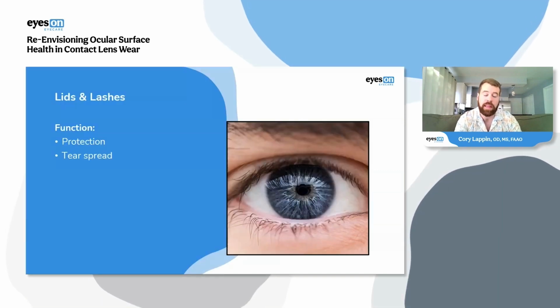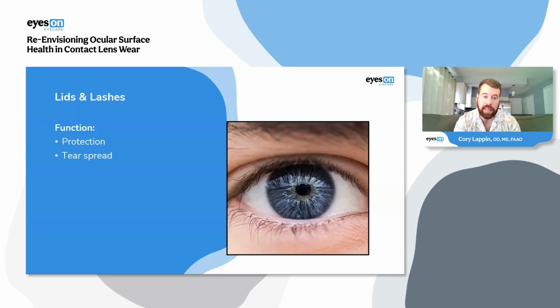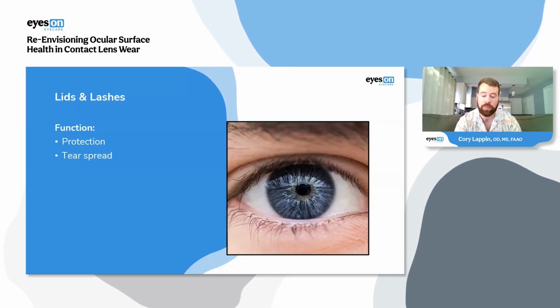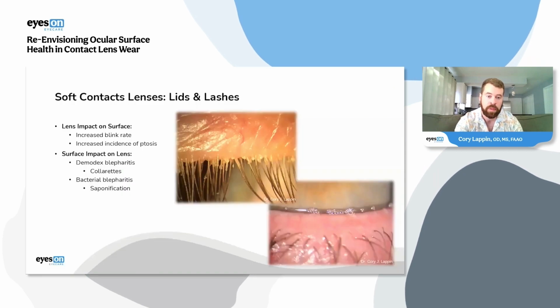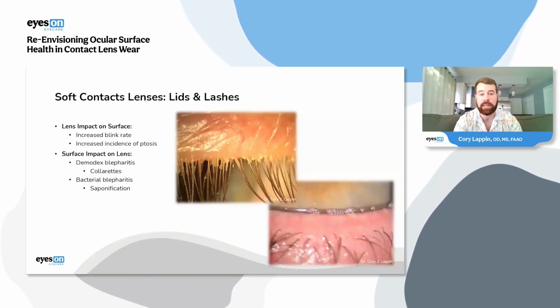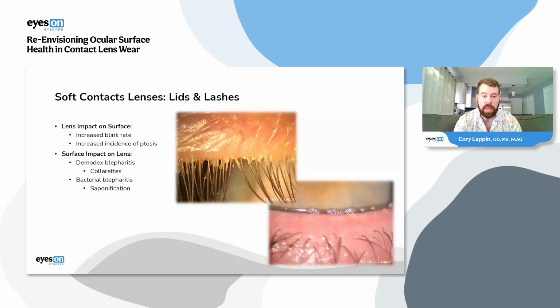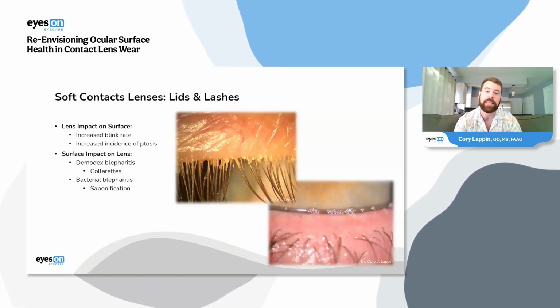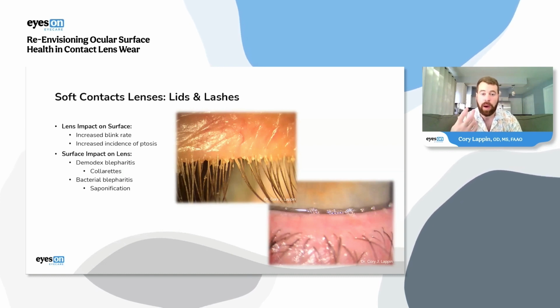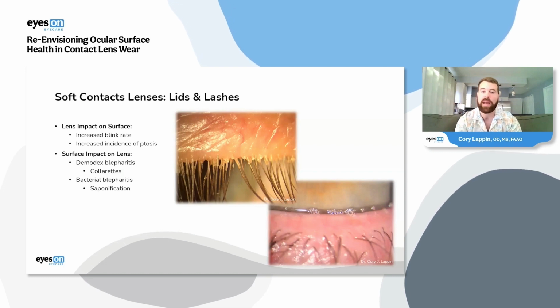So let's start with the lids and lashes. Their two primary homeostatic functions are to provide protection with blinking and to spread tears over the surface as we blink. So what happens when we put a contact lens onto the ocular surface in regards to how it affects the lids? Well, the first thing we see is an increased blink rate. And it's thought that this might be that foreign body reflex blinking, that the body is sensing this, and then we're actually increasing our blink because we feel that foreign body.